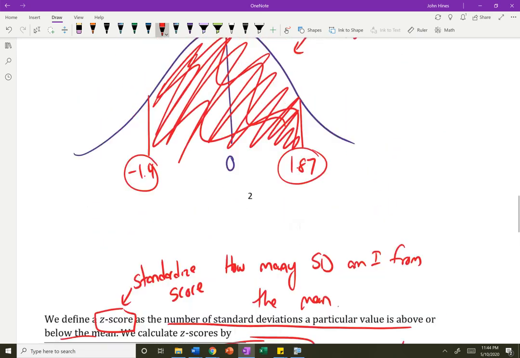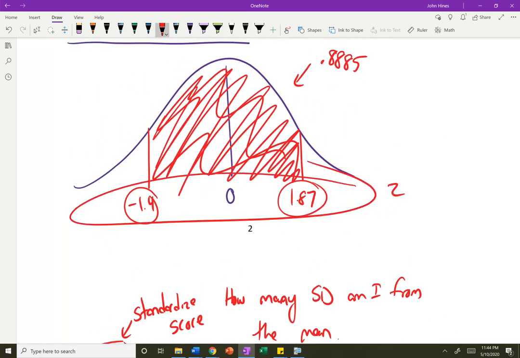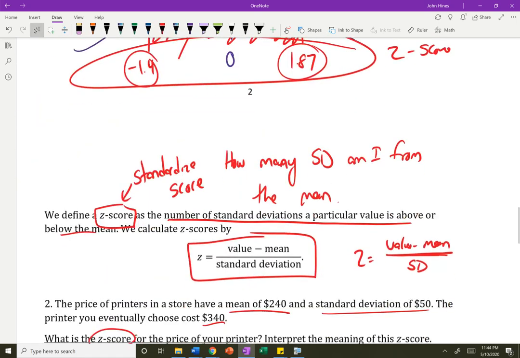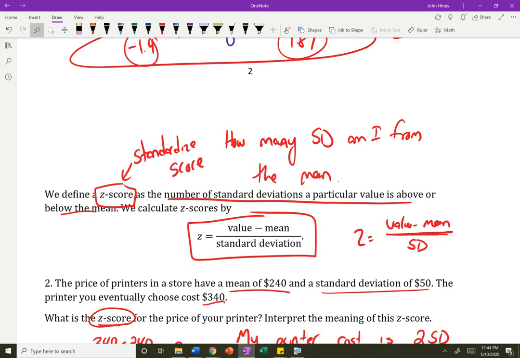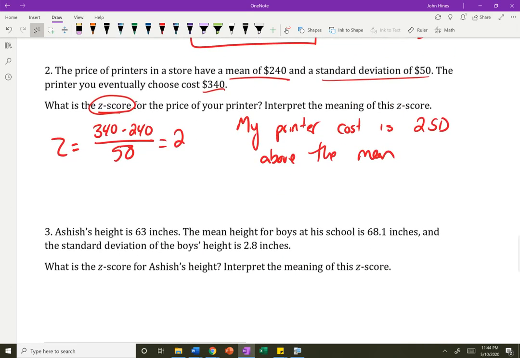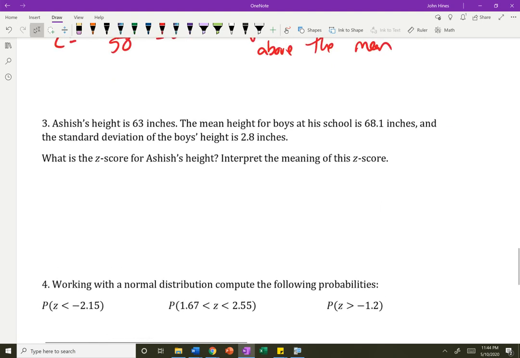We've been working with z-scores. These numbers down here are z-scores. When we use the normal CDF button, we go lower z-score all the way to the higher z-score. The normal CDF function uses z-scores. So Ashish's height is 63 inches. The mean height for boys at his school is 68.1. So right now, I know Ashish has a negative z-score. He should have a negative z-score. Why? Because he's below average. He's below the mean.